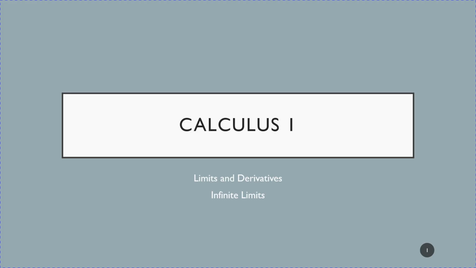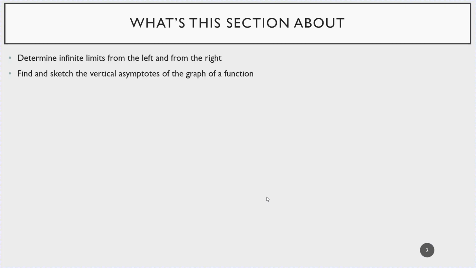Hi class, in this lecture we want to talk about the concept of infinite limits. This section is about determining infinite limits from the left and from the right. We're going to revisit vertical asymptotes a lot. With infinite limits, we describe unbounded behavior of a graph. As x goes to some value c for some f of x, how do we say that the graph increases or decreases without bound?